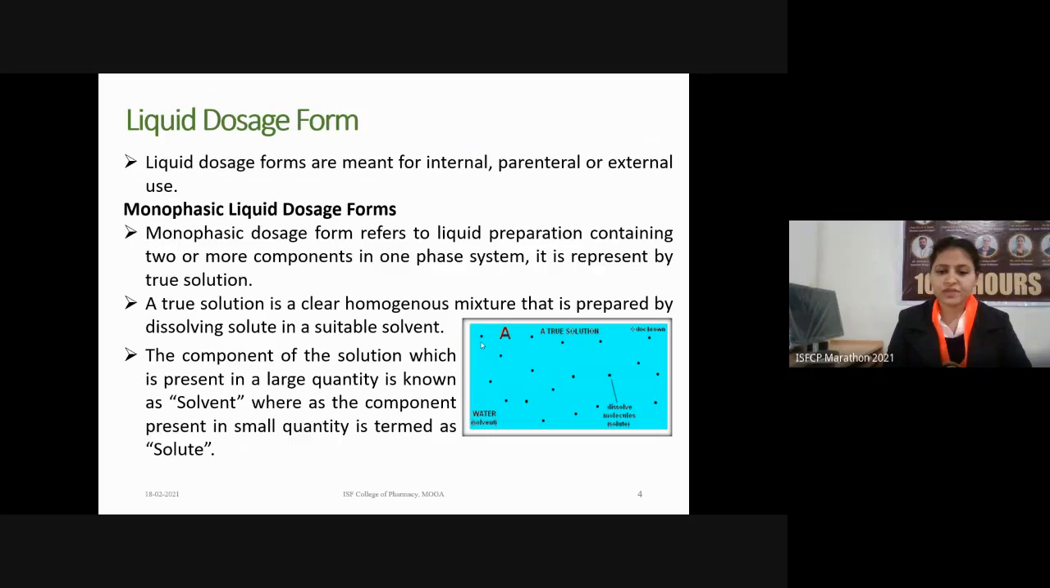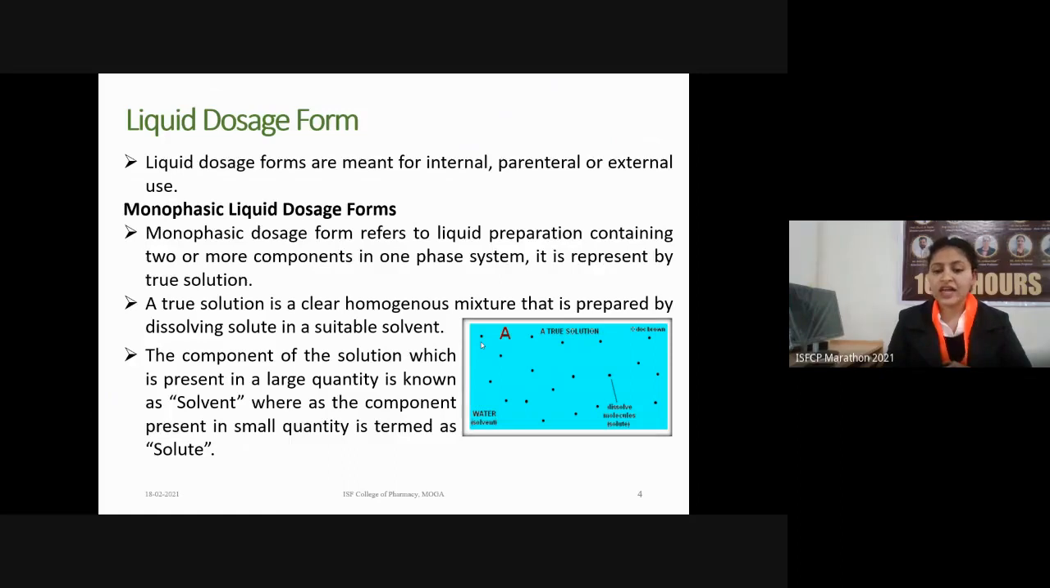A true solution is a clear homogeneous mixture that is prepared by dissolving a solute in a suitable solvent. It means we have to dissolve the solute in that solvent in which it is freely soluble. The component of the solution which is present in a large quantity is known as solvent, and the component which is present in a small quantity is known as solute.